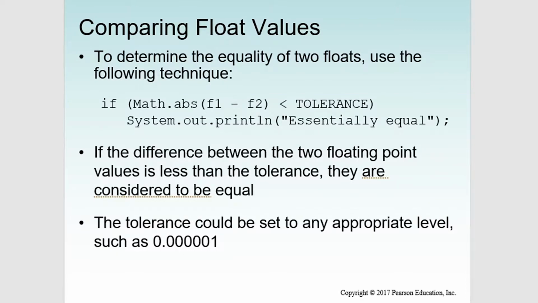To determine the equality of two floats, use the following technique. In this if statement, they're taking the difference of float 1 and 2 and finding the absolute value of that difference. Then they're using a tolerance to see if it's less than that tolerance. If the difference is less than the tolerance, then you're saying that it's essentially equal. The tolerance could be set to any appropriate level, such as 0.000001. So let's go ahead and do an example of this.